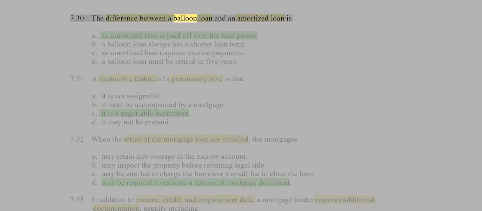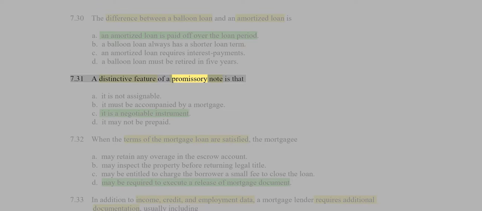7.30 The difference between a balloon loan and an amortized loan is A. An amortized loan is paid off over the loan period. B. A balloon loan always has a shorter loan term. C. An amortized loan requires interest payments. D. A balloon loan must be retired in 5 years.